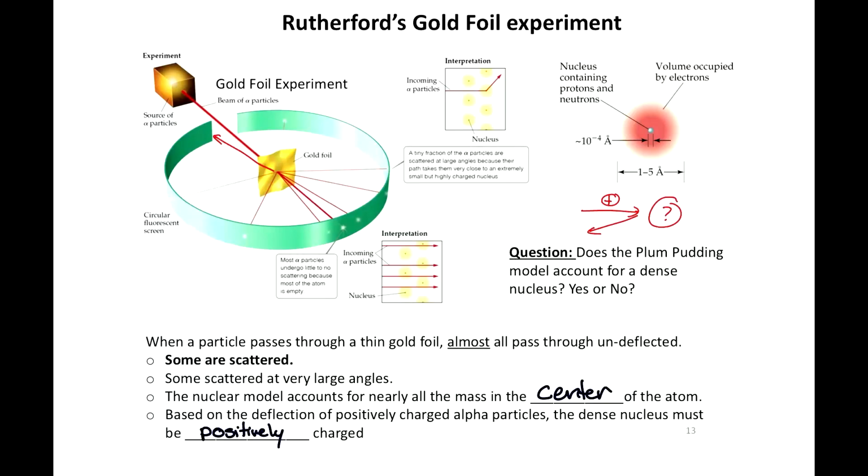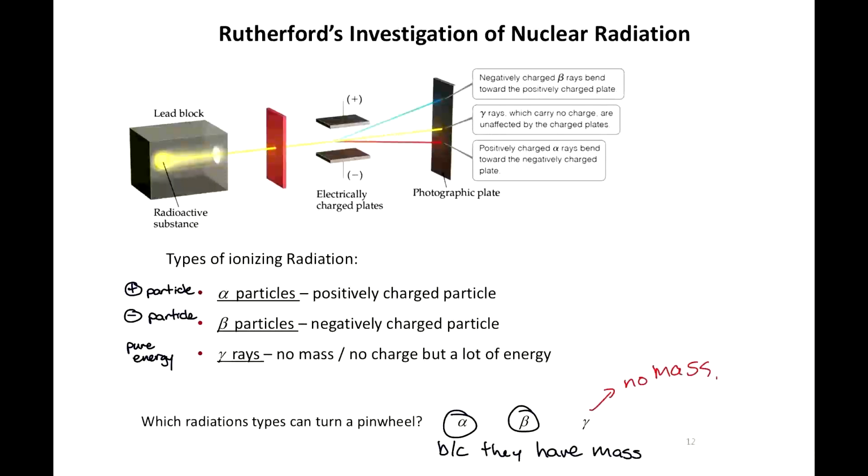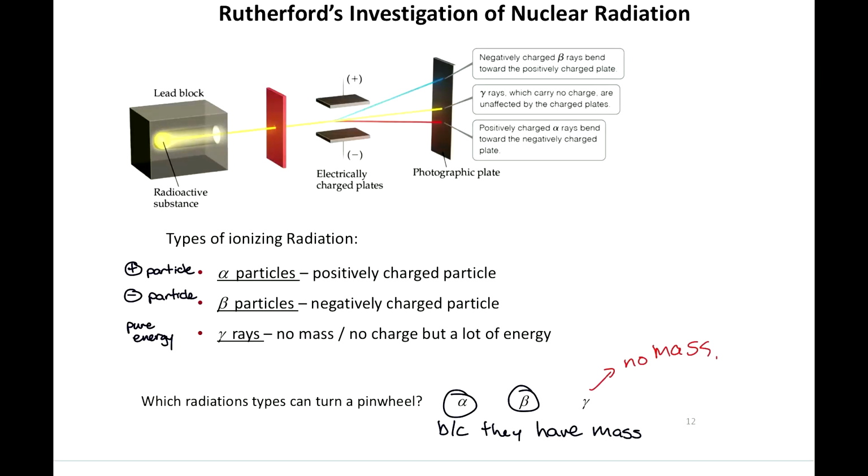And from the experiment, we deduced that that center is positively charged because alpha particles are positively charged. Since they were deflected, that means repulsion was involved there. So this nucleus was positively charged. We'll talk about the nucleus in a moment after this demonstration. So Rutherford used different types of radiation to shoot at this gold foil.